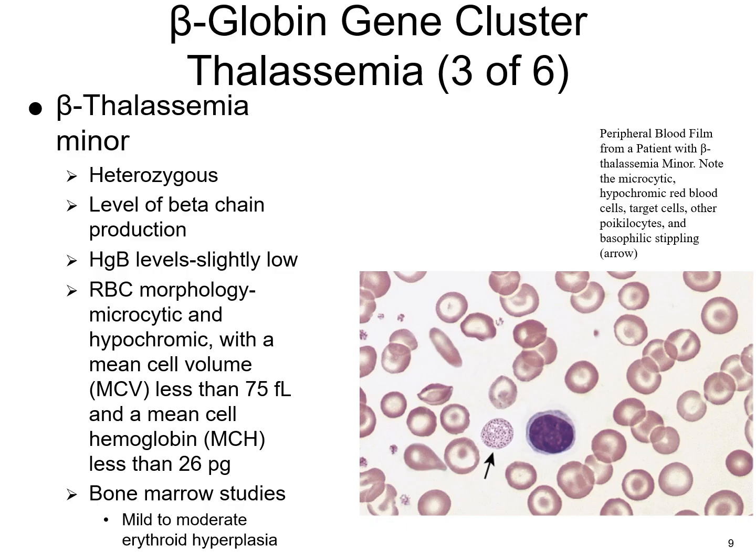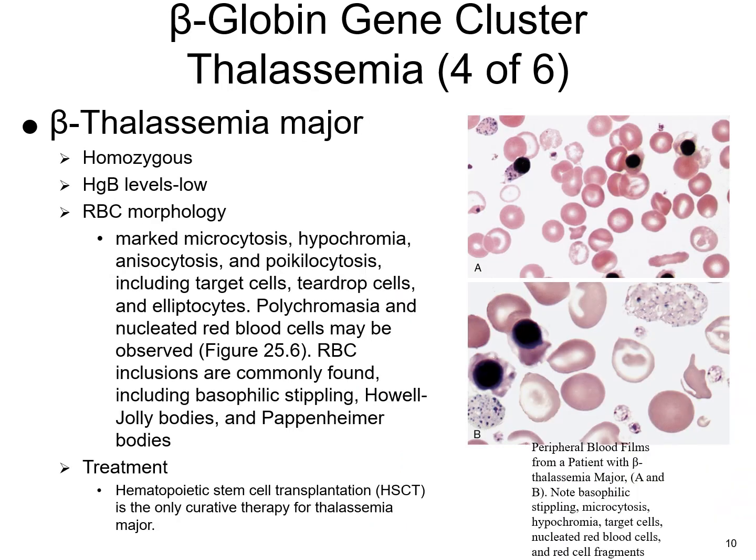Red blood cell morphology will show typical signs of microcytic and hypochromic anemia. Specifically, laboratory findings will often reveal an MCV that's below 75 femtoliters and a mean cell hemoglobin, or MCH, below 26 picograms. Bone marrow examination, if it is performed, will typically show mild to moderate erythroid hyperplasia, indicating a compensatory increase in red blood cell production. However, bone marrow studies are not usually necessary for diagnosis of beta thalassemia minor.